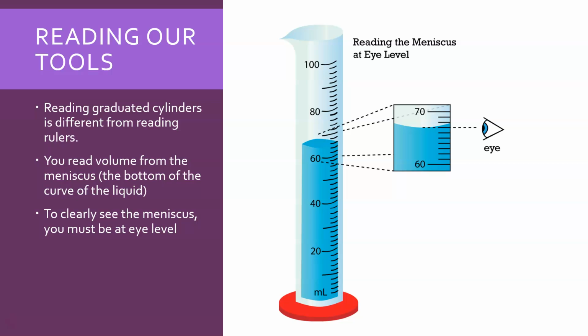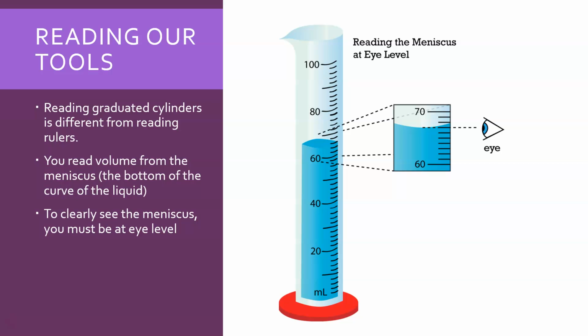Our next tool that you're probably less familiar with reading is our buddy, the graduated cylinder. Reading graduated cylinders is different from reading rulers. That's because liquid inside a graduated cylinder is going to create a curve that looks like you can see right here. That's called the meniscus.